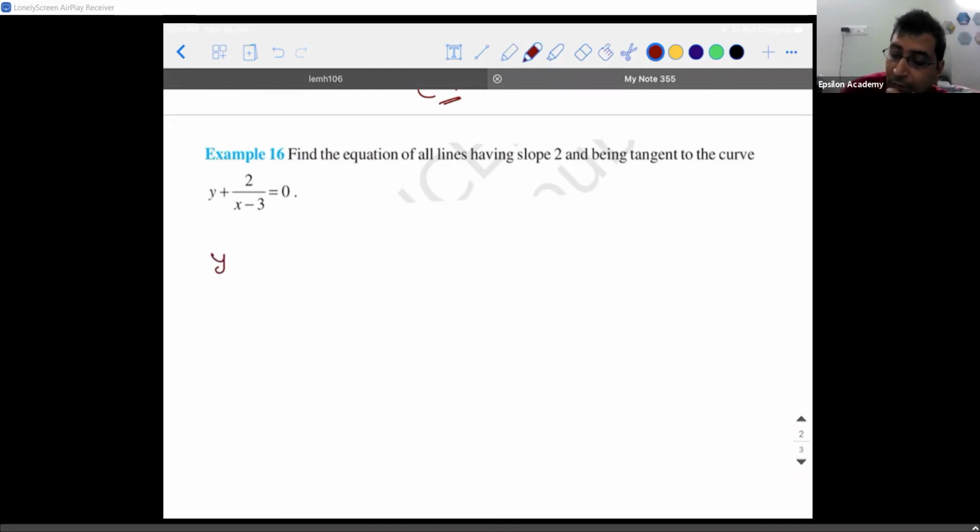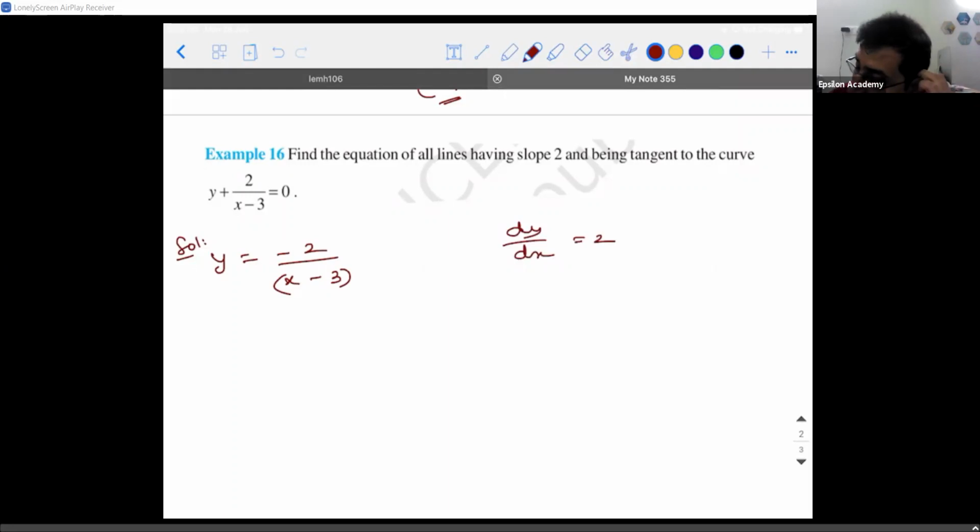So what is the curve now? Can I write y is equal to minus 2 divided by x minus 3? That's right. So they gave dy by dx is equal to 2 because slope 2 is for a tangent. So that is dy by dx, because you need to be very careful. In some questions they will say slope of a normal is this thing. Okay, at that time you should not get confused. So what is dy by dx?